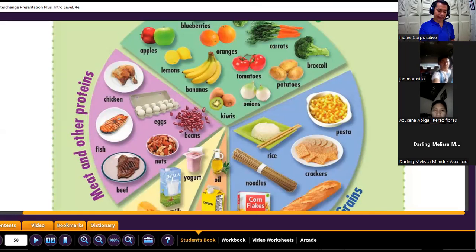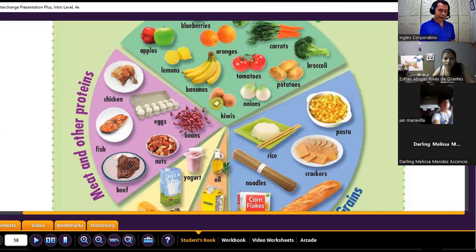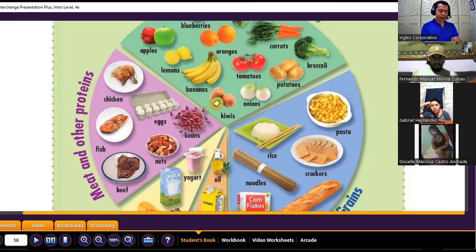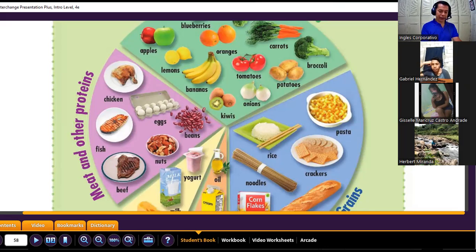Now, Esther. Present. Fernando. Present, teacher. Okay, good. ¿Todo bien, Fernando? Que me han faltado unas dos clases por ahí. Sí, todo bien, teacher. Okay, por ahí ayer le comenté que tenía problemas con el internet, ¿verdad? El viernes sí, ayer igual. Bueno, pero aquí está ya con nosotros, ¿verdad? Okay. Thank you. Todo bien. Gabriel. Present, teacher. Mari. Present, teacher. Herbert. Present, teacher. Okay, thank you.